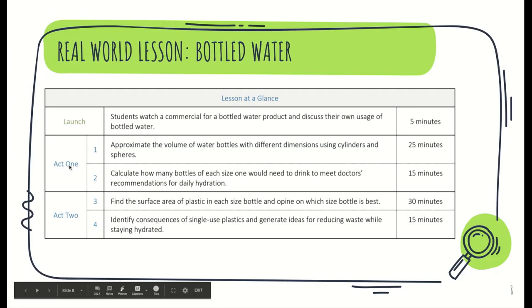This lesson is also broken up into two parts, Act 1 and Act 2. Students will approximate the volume of water bottles, calculate how many water bottles of each size one would need to drink, find the surface area of plastic, and identify consequences.